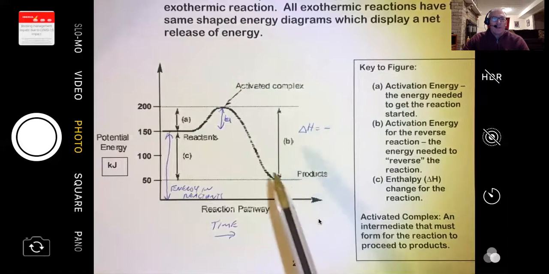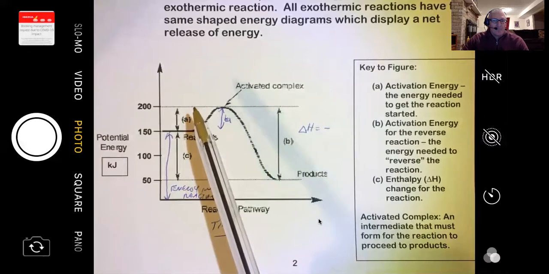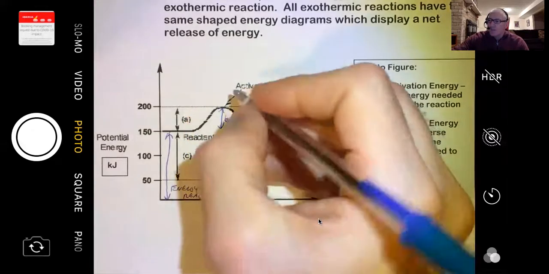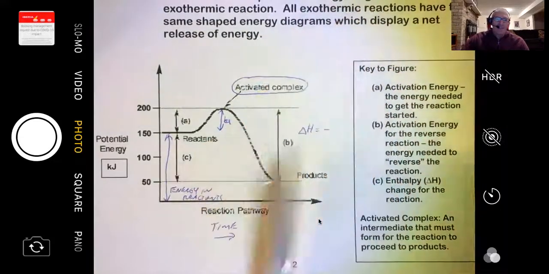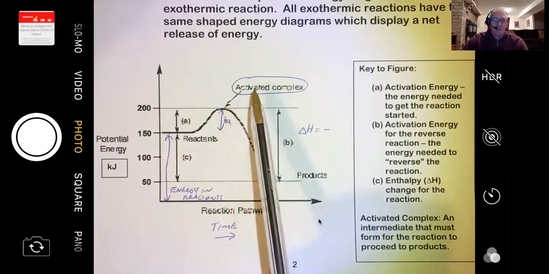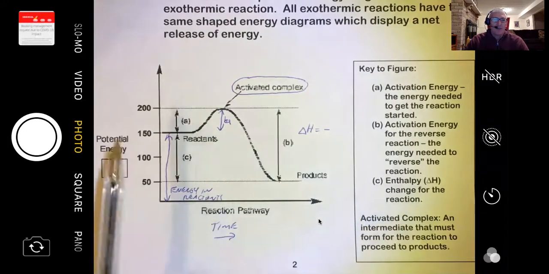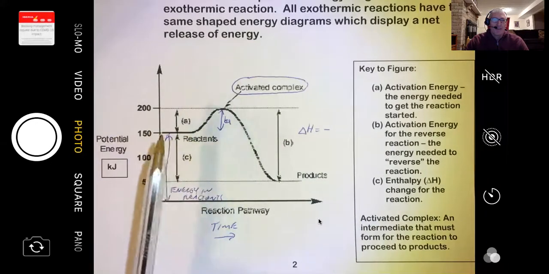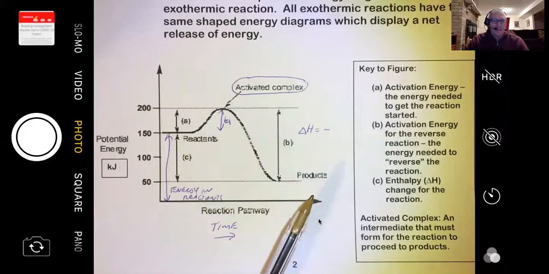And so we come over here and we call this the activation energy. Now, up here at the tippy top before we do the reaction, the reactants have all gotten themselves ready to react and they're just about ready to react. That's called the activated complex. It's an intermediate form that must form for the reaction to proceed to the products. And I do expect you to know that term. The activated complex is when basically all the bonds of the reactants have broken and they are just ready to start putting themselves together into the form of the products, but they haven't yet.